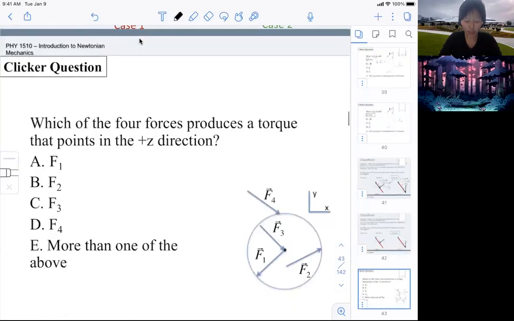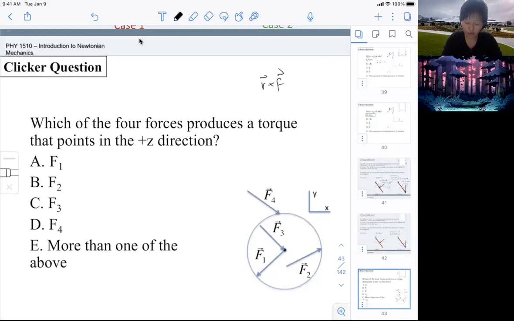Okay, now let's look at another question. Which of the four forces produce a torque that points in the z direction? Through this question, I want to show you a shortcut for figuring out the direction of the cross product. So here, if you want to figure out which one of these has a torque in the z direction, obviously you can do R cross F.